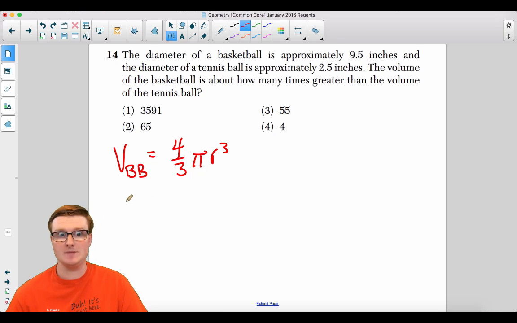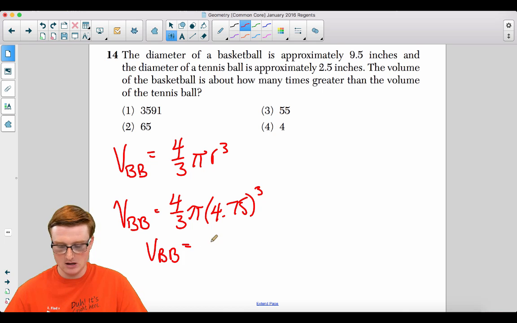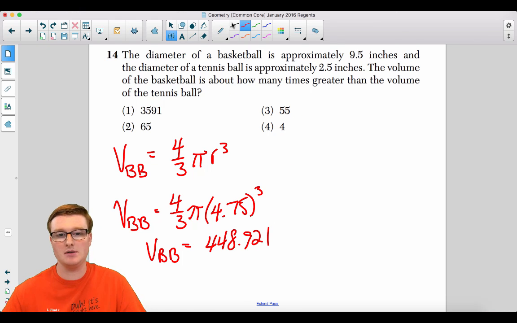And that's found on your reference sheet, by the way, too. So the volume of a basketball is equal to 4/3 pi. Now the radius, well, it says the diameter of a basketball is 9.5. So therefore, your radius is half of 9.5, which is 4.75 to the third. Now, the volume of the basketball is going to be equaling 448.921. Okay, so that's the volume of the basketball.